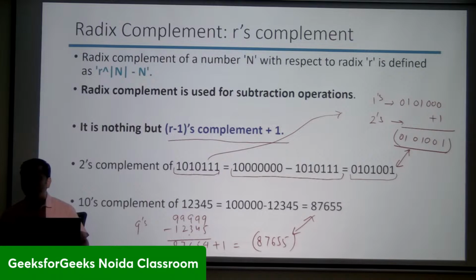So follow only one technique, either the formula one or the shorthand. Compute the 1's complement or r minus 1's complement and add 1 to get the r's complement, whether your base is known to you or unknown to you. All right, so let me give you a few examples for practice.